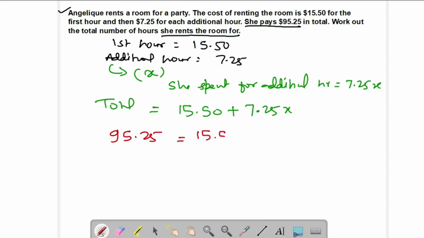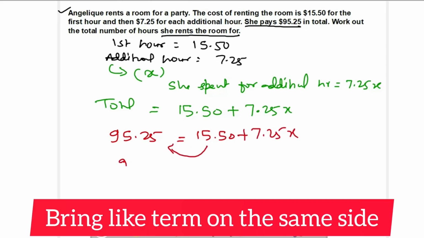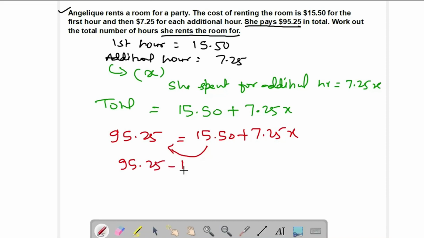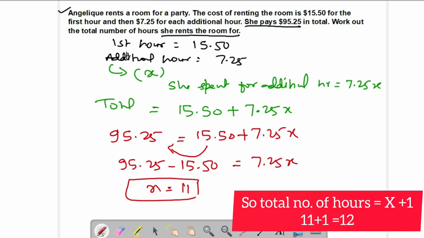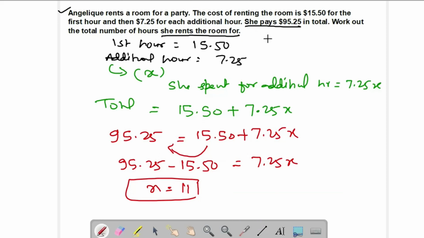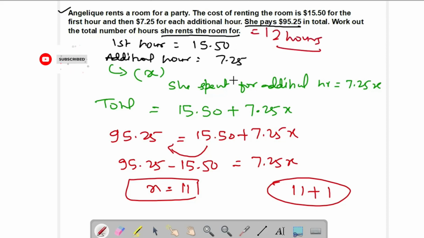So I'm going to write 15.50 plus 7.25X. This I will bring on this side: 95.25 minus 15.50 is equals to 7.25X. Okay. Now we can solve this in order to get the answer. So X is equals to 11. Okay, so this is how we can solve for this. Now, total number of hours she rent the room for is 11 plus the first hour, so total number of hours is 12 hours. Like this way we can solve.